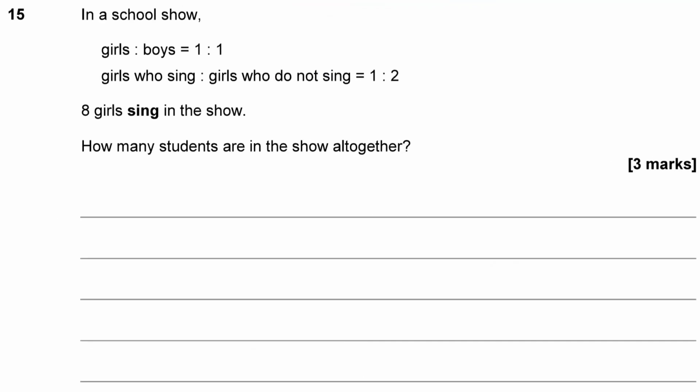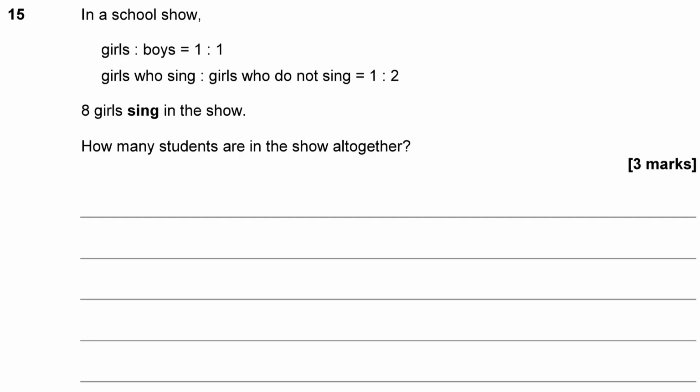Question 15. In a school show, the ratio of girls to boys is 1 to 1, which means there is just as many girls as there are boys. Girls who sing to girls who do not sing is 1 to 2. So twice as many girls don't sing as do. There are 8 girls singing in the show. How many students are in the show altogether?